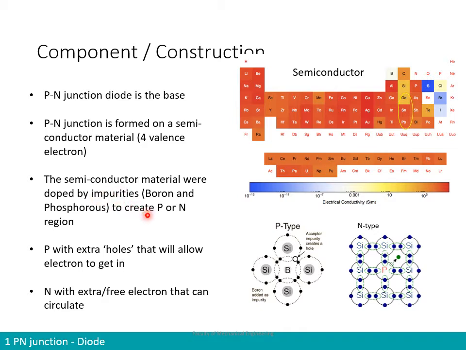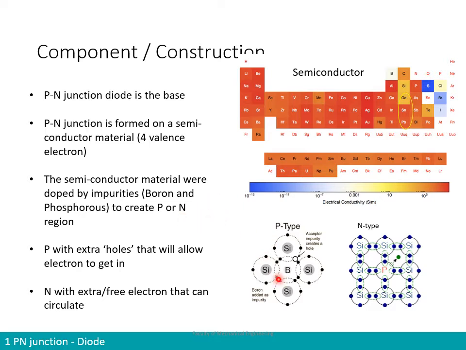What do we do? Initially, we take an example of silicium. Silicium has at the beginning 4 valence electrons, which are stable. What we do with them is we dope them. I mean, we inject them with impurities, the impurities being boron or phosphorus. So depending on which impurities you introduce into the semiconductor, you will create either a P region or an N region.